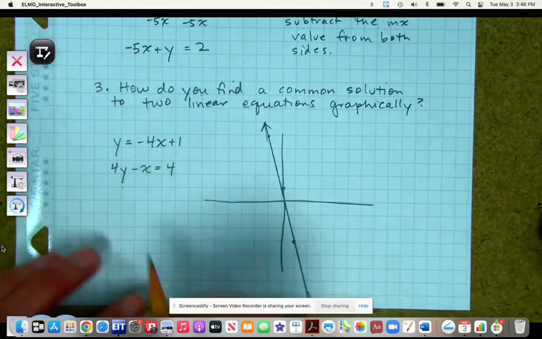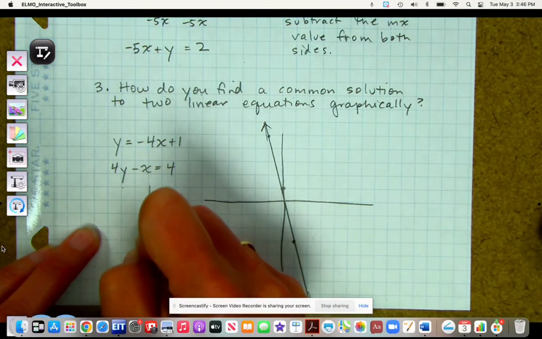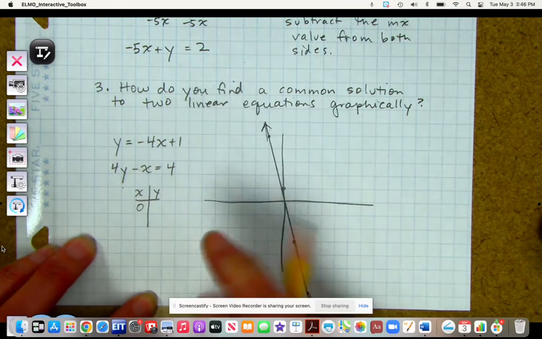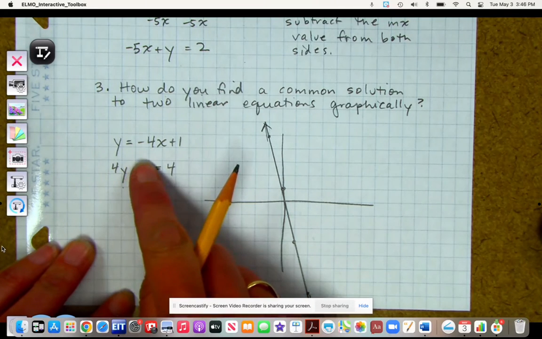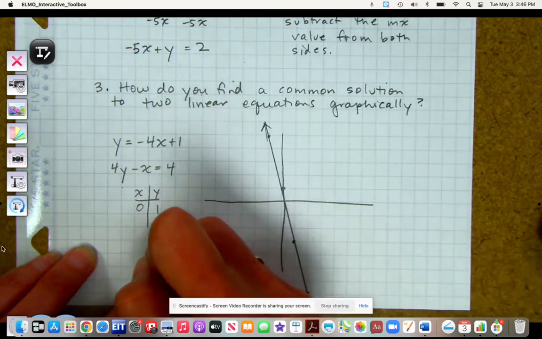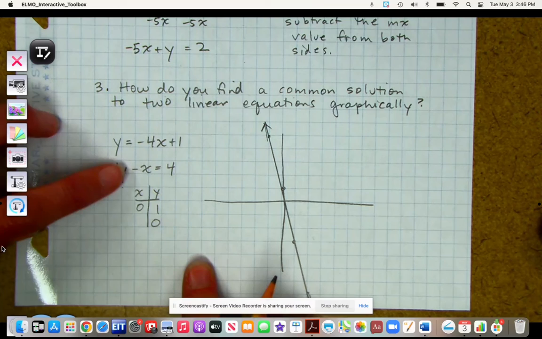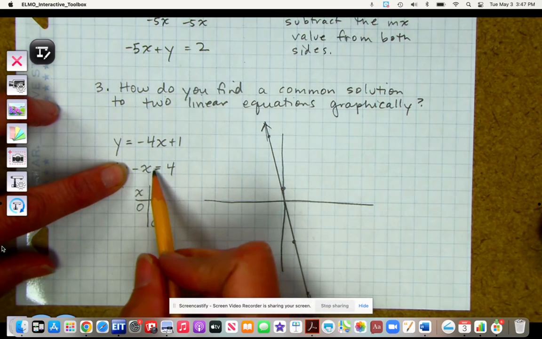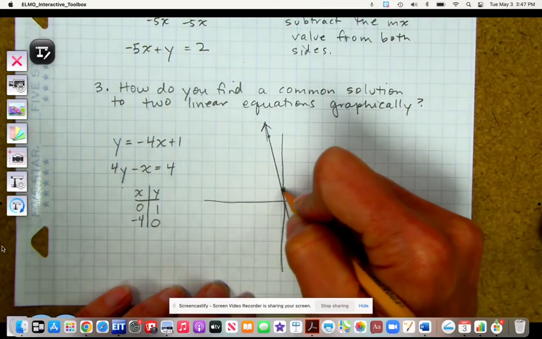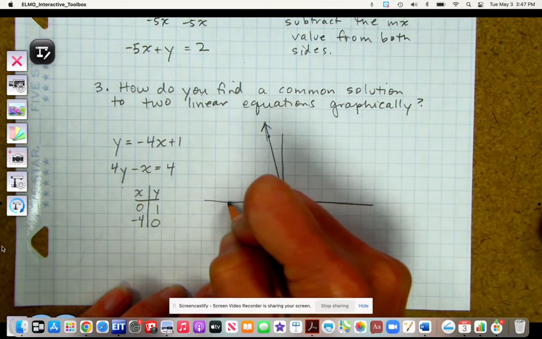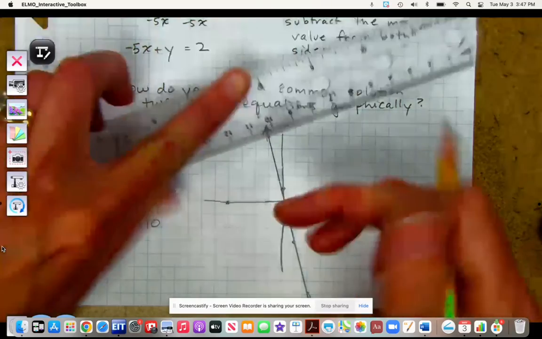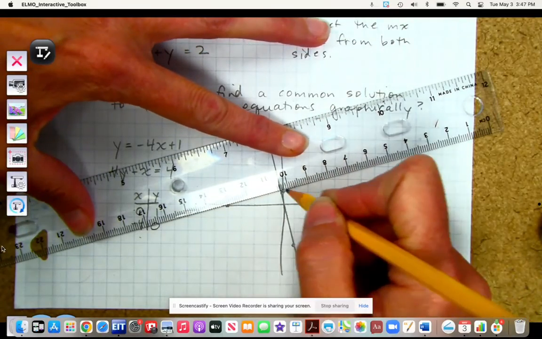Okay, and then I'm going to graph my second one. This one's in standard form, so I'm going to try and use that technique of covering x and y. If I make x be 0, I'm going to cover the x. Y would have to be 1. If I make y be 0, cover the y. The opposite of 4 would be negative 4. So I'm going to plot the point 0, 1 right here and negative 4, 0. Okay. I'm going to go ahead and connect those points.